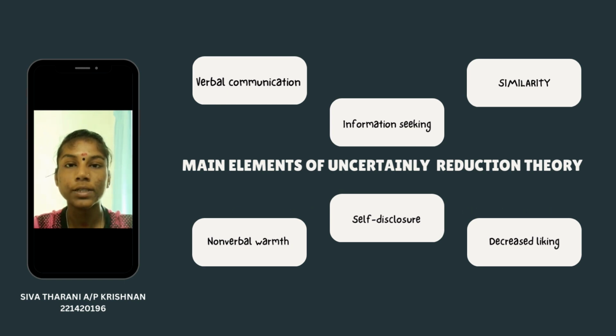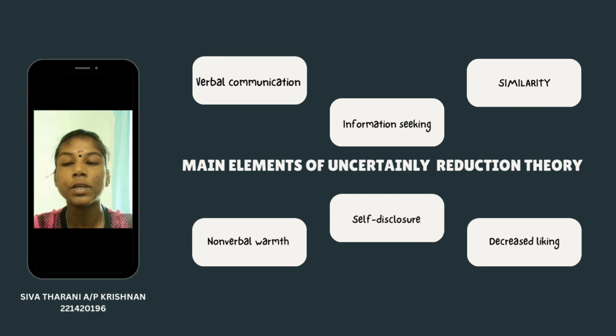The fifth one is decreased liking. If uncertainty increases, liking will decrease. If the uncertainty level goes down, liking will increase. Decreased liking occurs when two individuals become less fond of each other, often due to a disagreement or misunderstanding. For example, when two friends have an argument, they may become less fond of each other because they have different opinions on the matter. The sixth one is verbal communication.